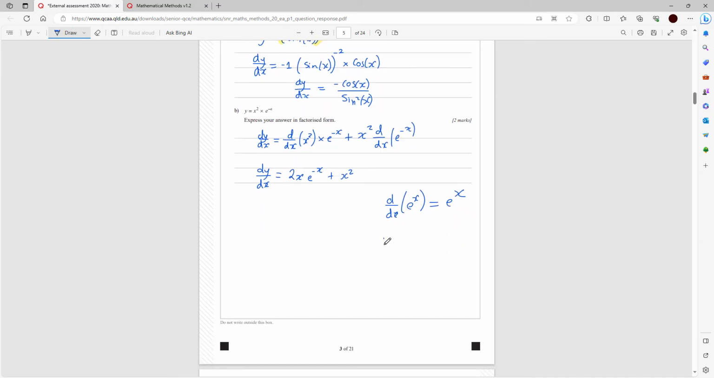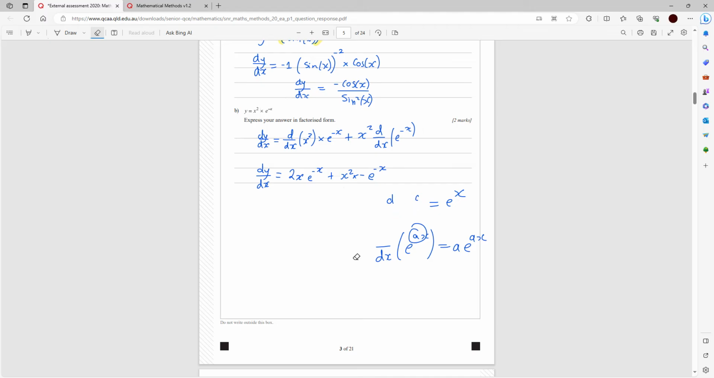However, if you differentiate e to the x and it has some number up here, you need to apply the chain rule. So you bring whatever this is down the front, so you have a e to the ax. Here we have -1, so this is going to be negative. Now this is multiplication, negative e to the -x. Okay, and that would be that differentiated.